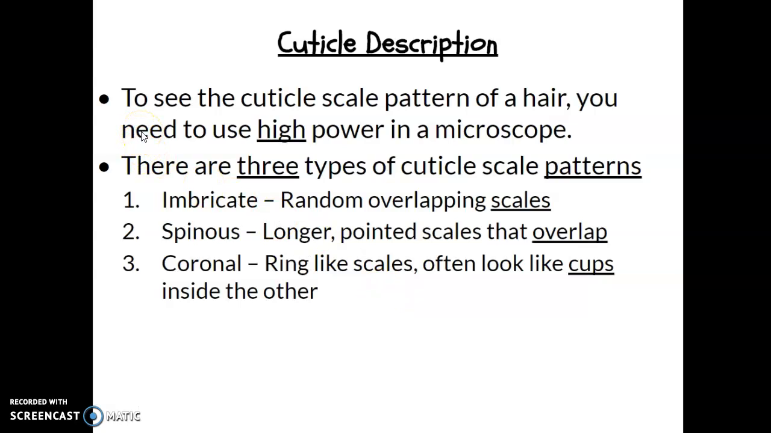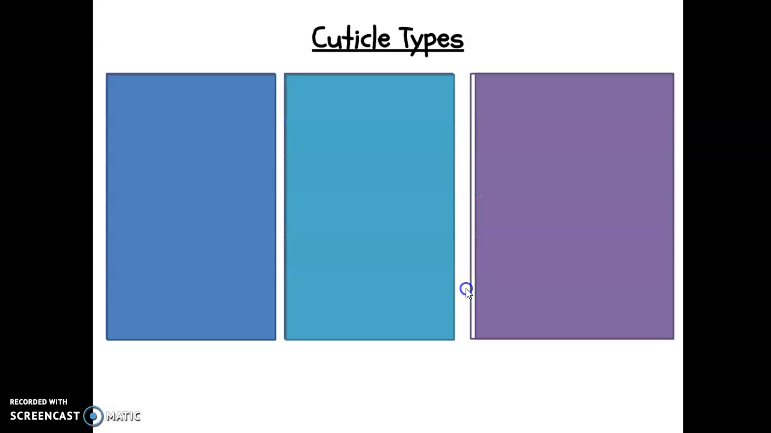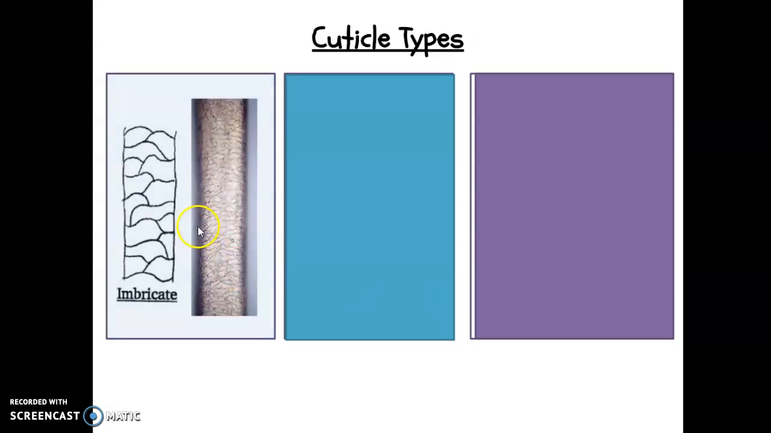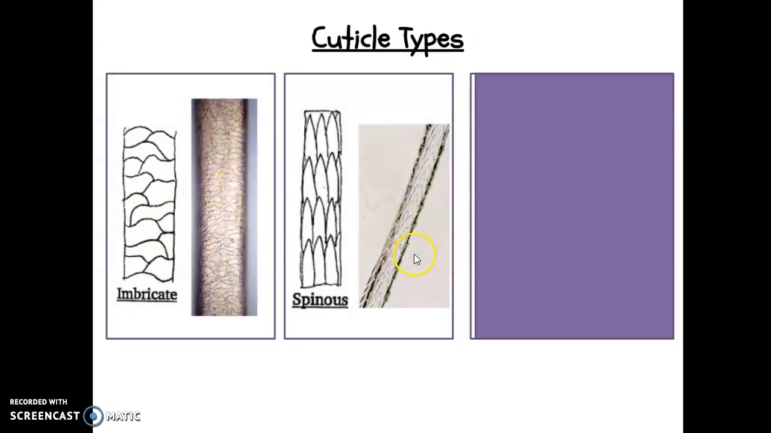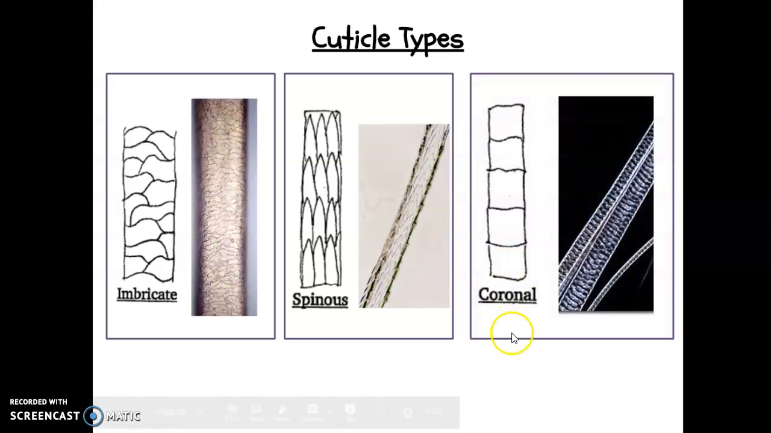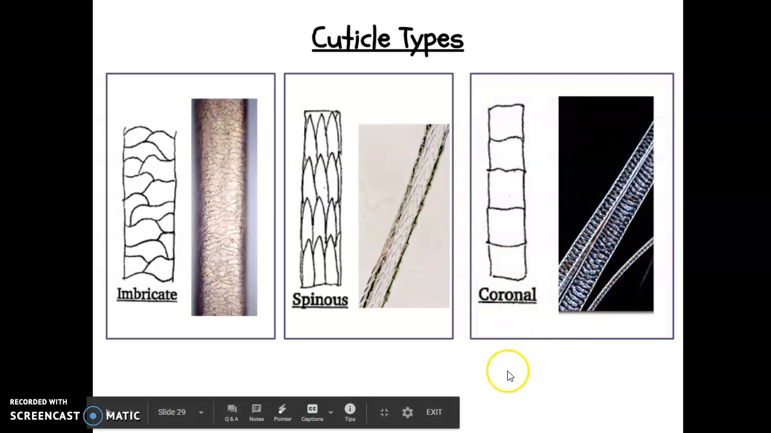For the cuticle scale pattern of hair, you have to look under a high-powered microscope, and there are 3 cuticle scale patterns. You have the imbricate, which looks like scales, the spinous, which are pointy, and then the coronal, which look like cups. So looking at those, here's our imbricate, and then our spinous, and then our coronal. They look like stacked cups.